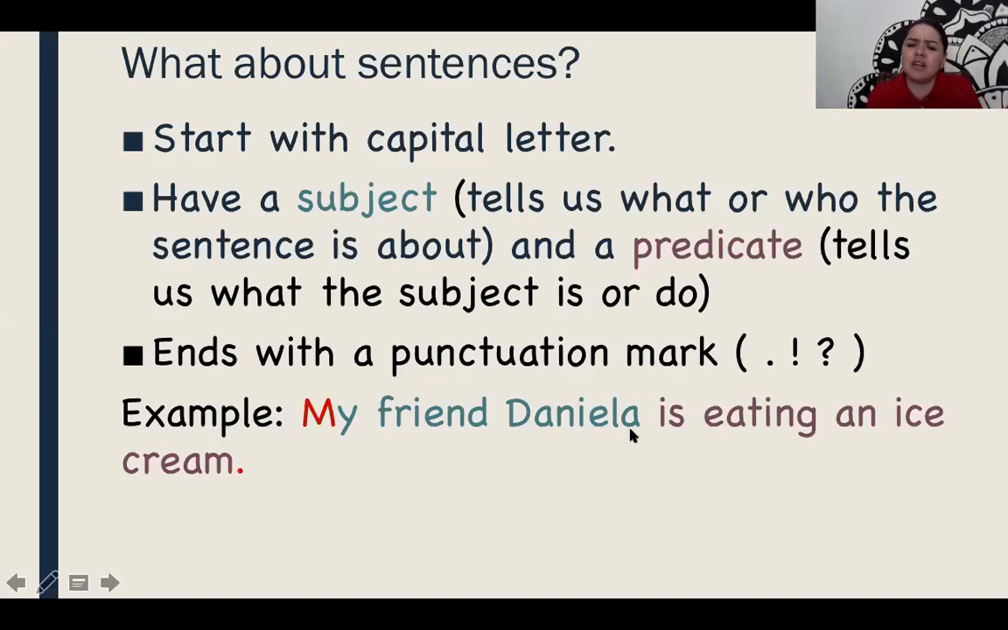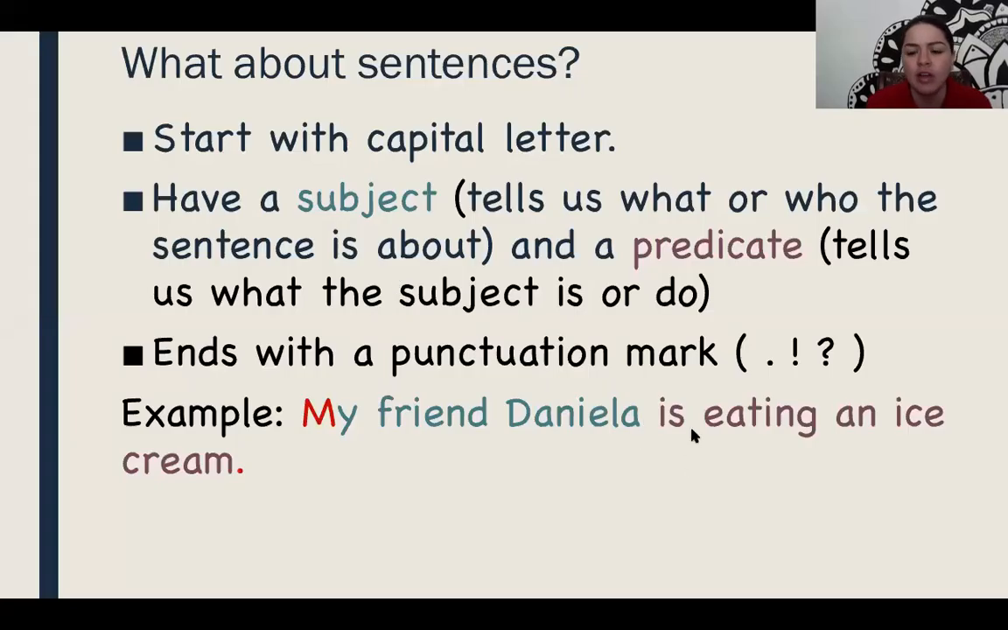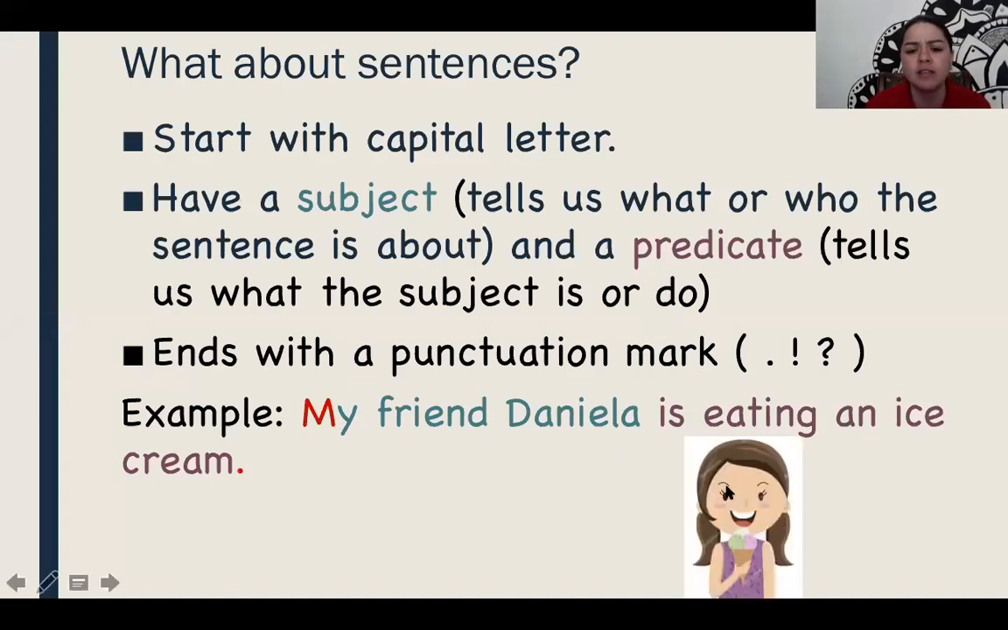And what is Daniela doing? Well, the answer comes in the predicate: is eating an ice cream. So what is Daniela doing? Daniela is eating an ice cream. She is eating an ice cream. This is telling us what she is doing, okay? So the first one is the subject and the next one is the predicate. So let's go to the next presentation.